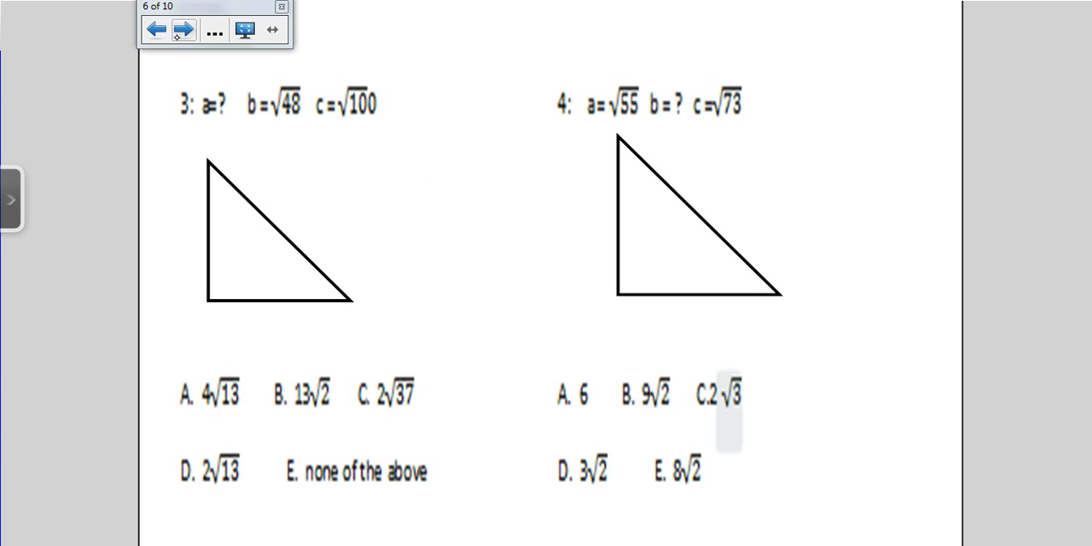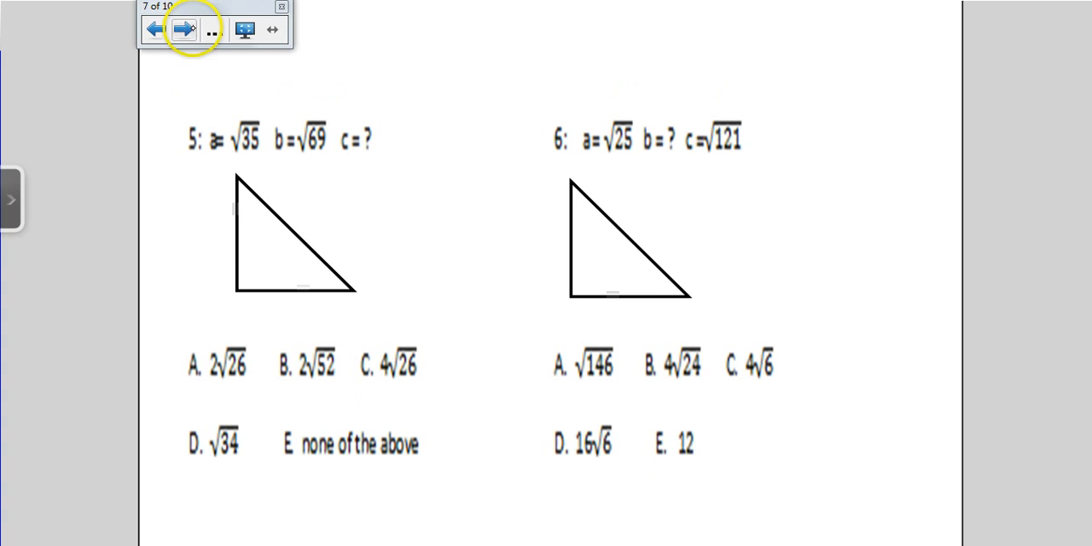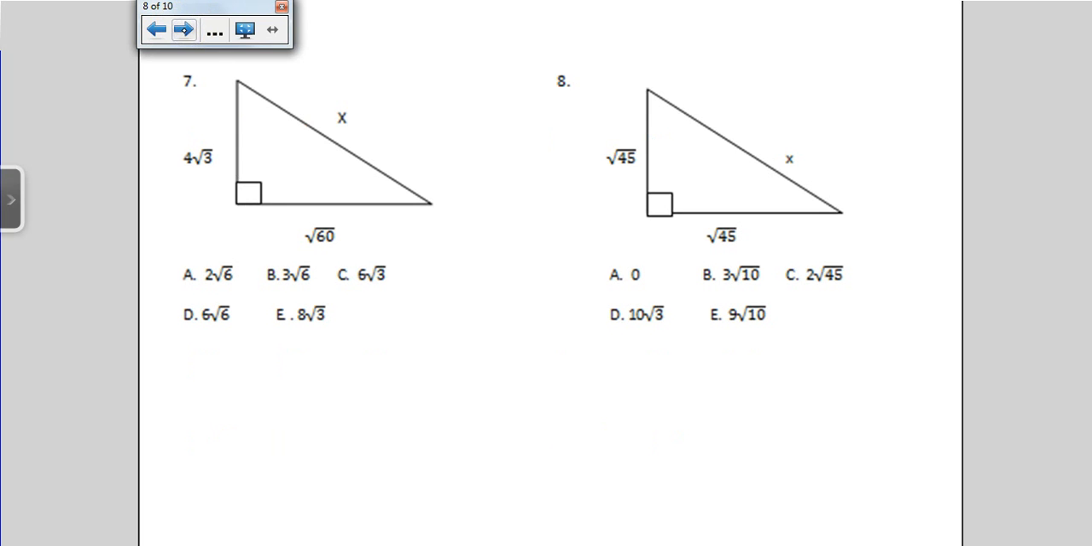I'm going to go ahead and skip examples 3 and 4. I want you to do those on your own. Same thing with 5 and 6. And I want to move to number 7.